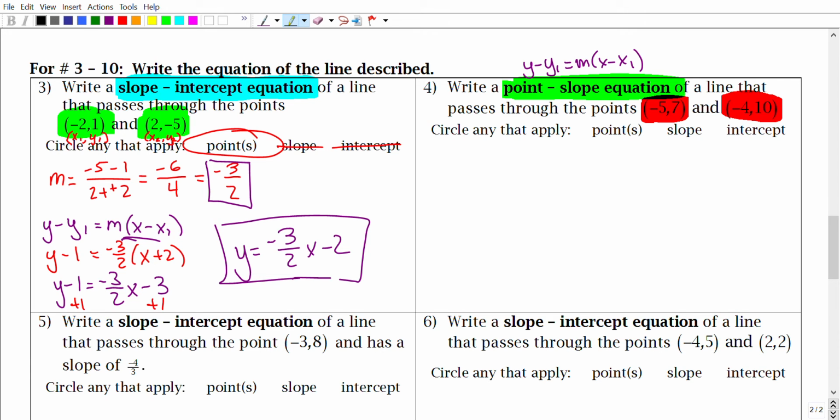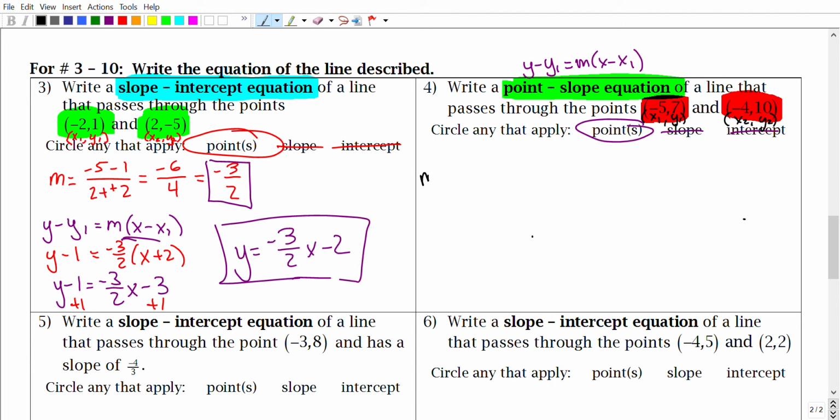So, what information was I given? I was given a point. Actually, I was given 2 points, and I was not given a slope, and I was not given a y-intercept. So that's what I have to work with. I have to work with those points. So let's go ahead and calculate our slope if we want to write it in point slope form. So I have an x1, y1, x2, y2.